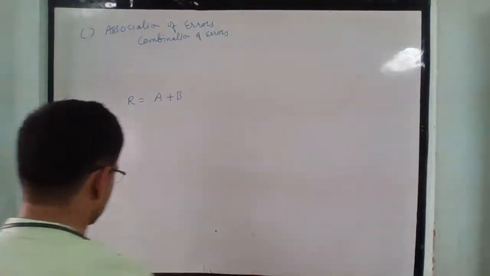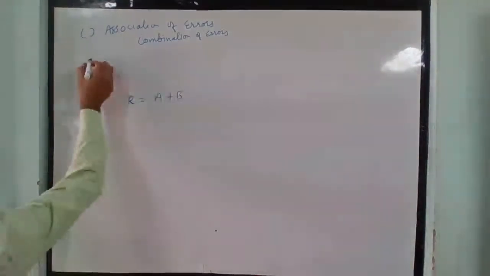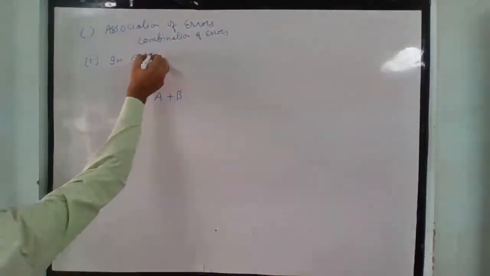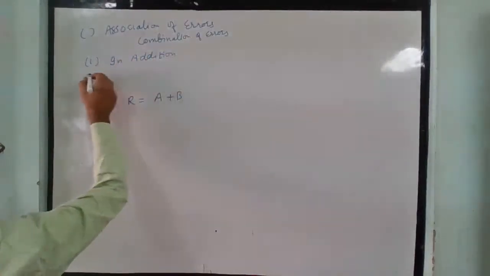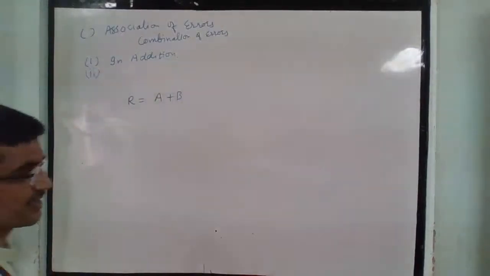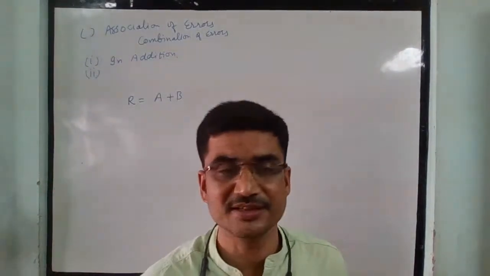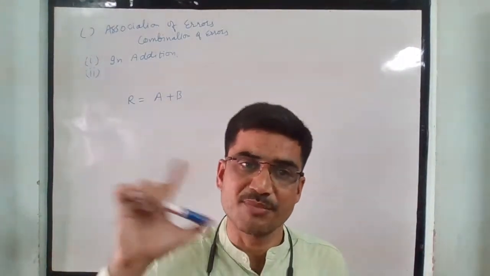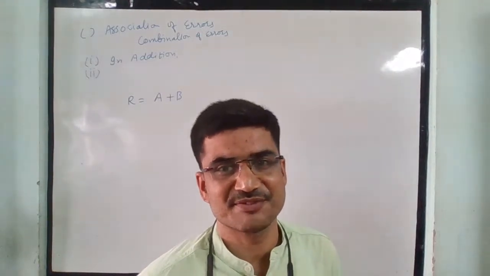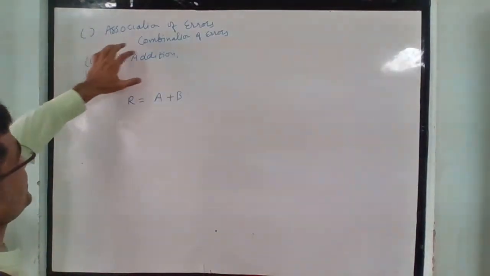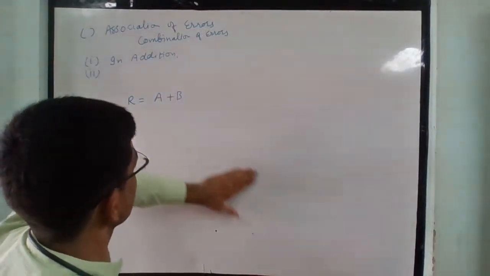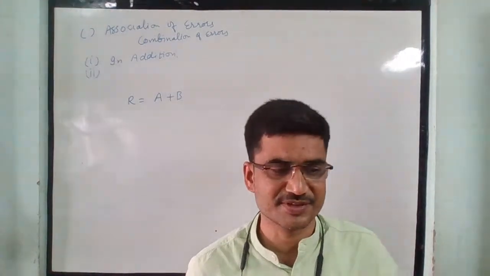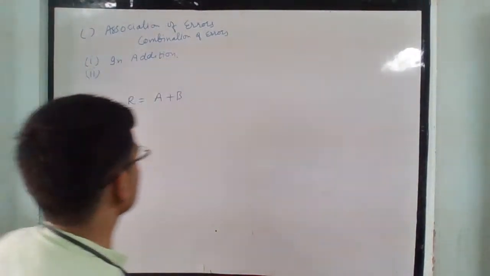The five basic mathematical operations we used to see. So first we will say addition. Second we will see subtraction, third product or multiplication, fourth division, and fifth power. Okay, so first we will take association of error in addition. Clear? Association of error in addition. This is the first topic.